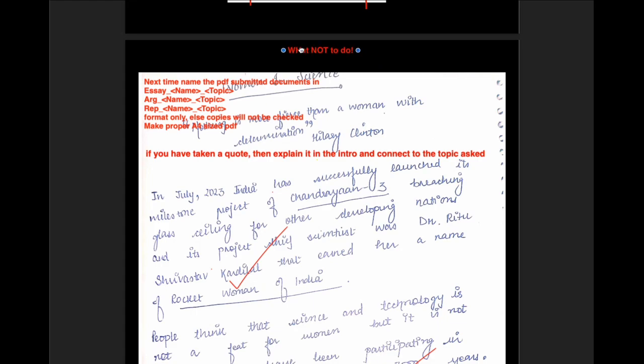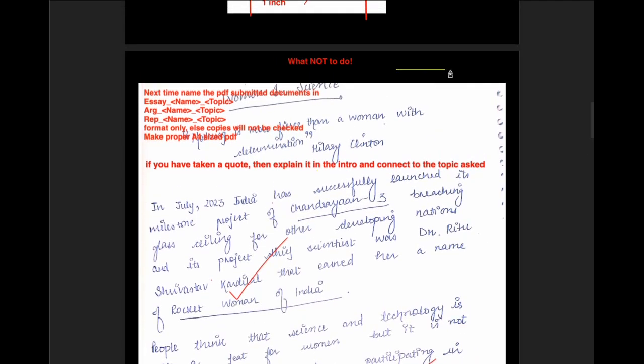Because what to do is very simple. What to do can be explained within a minute or so. That you have an intro, you have a body, you have a conclusion. It is very similar to an essay. But what is the difference here? A report is focused on recently past events of national or local importance.